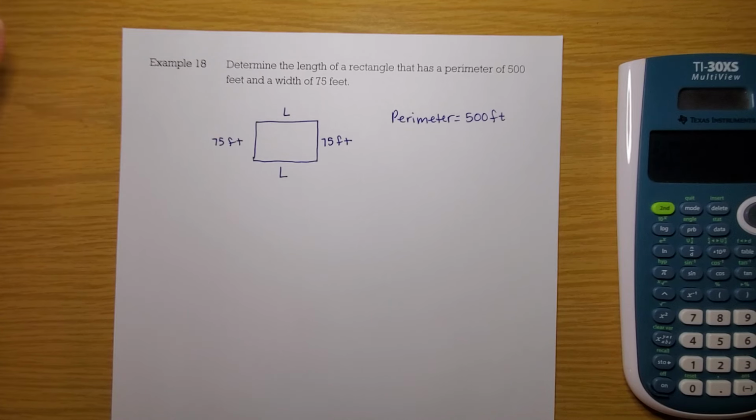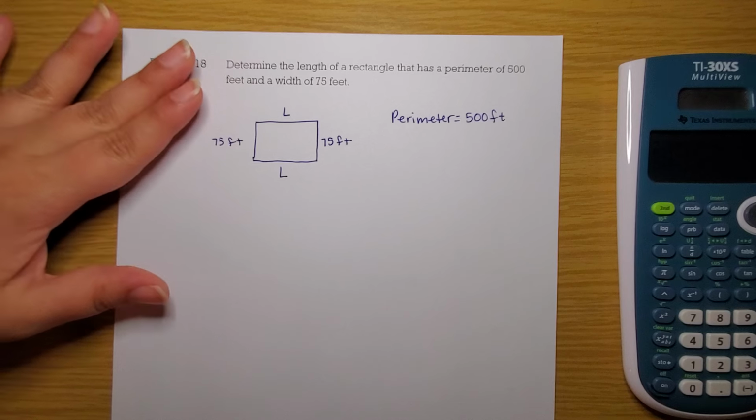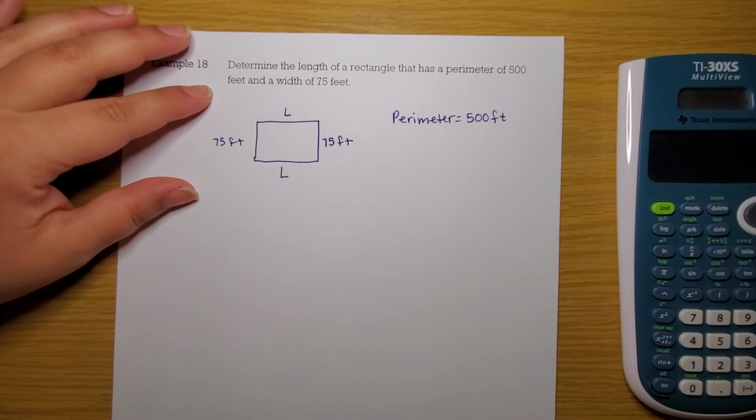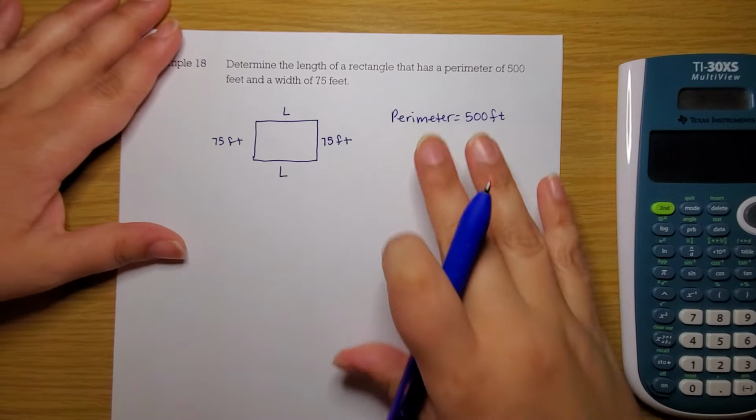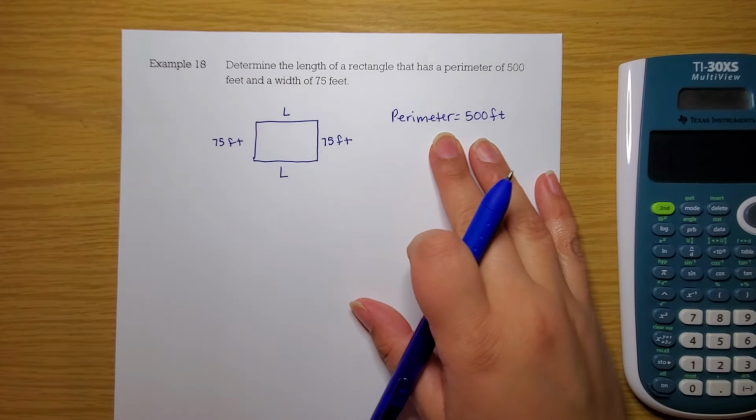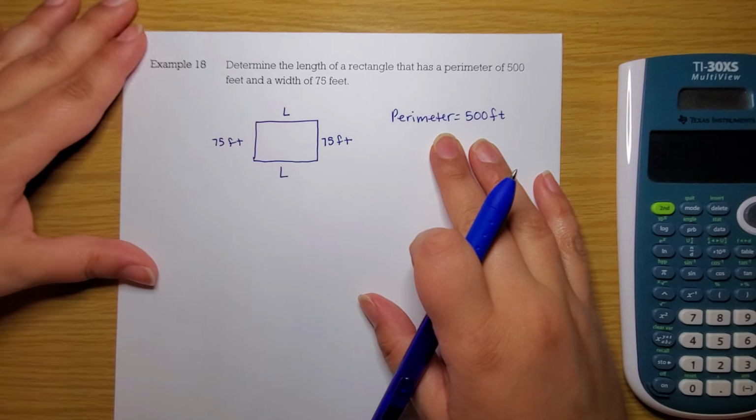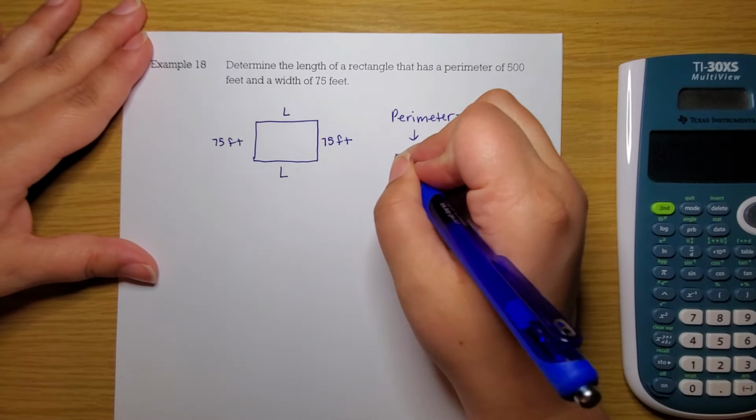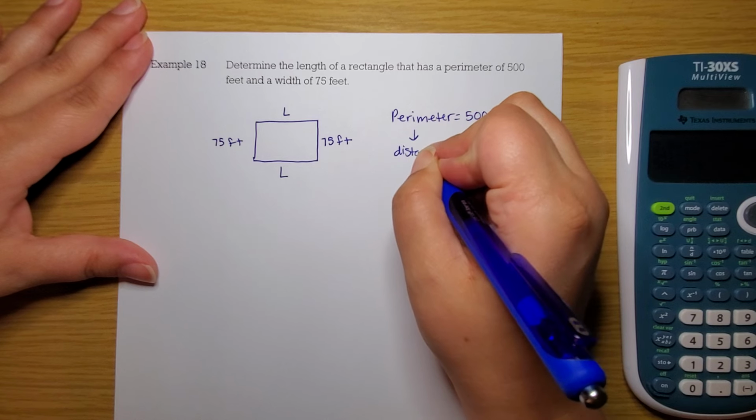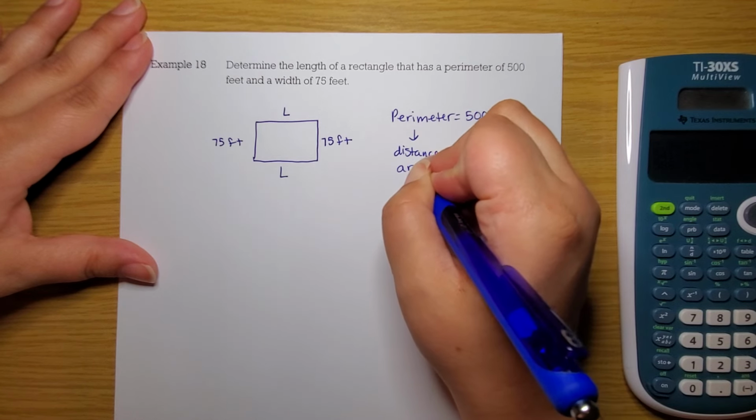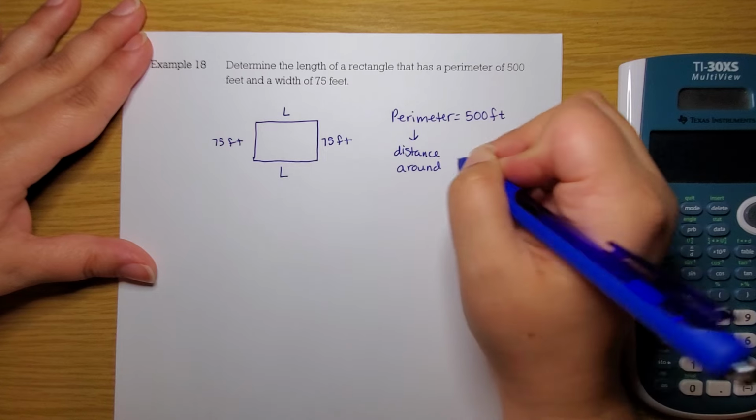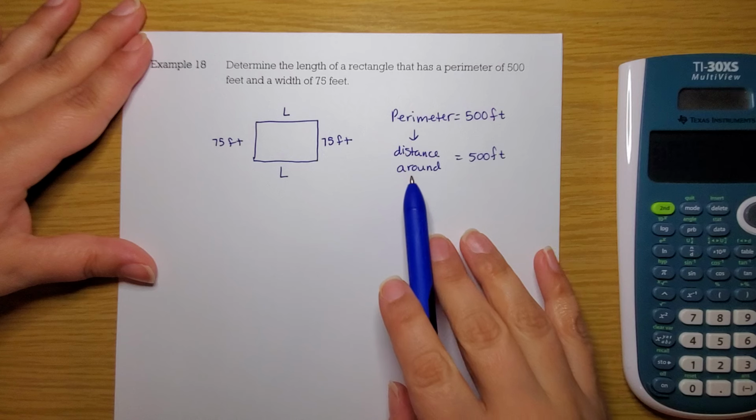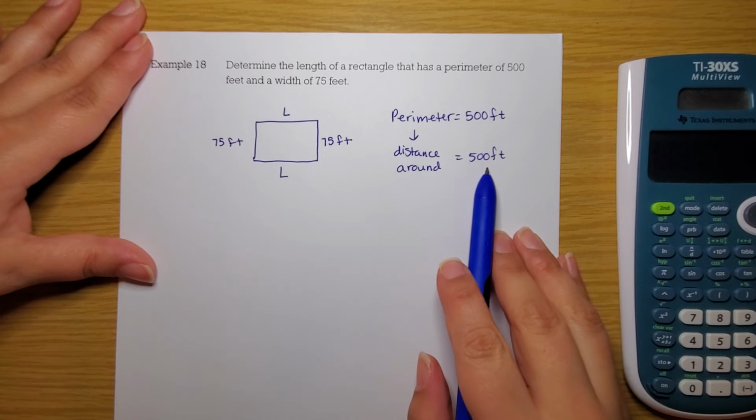Well, one thing I'm noticing is that I was able to diagram the 75 feet and the L in this rectangle, but I wasn't able to diagram perimeter. What does perimeter mean? So perimeter means distance around. So I know that the distance around the rectangle is 500 feet.